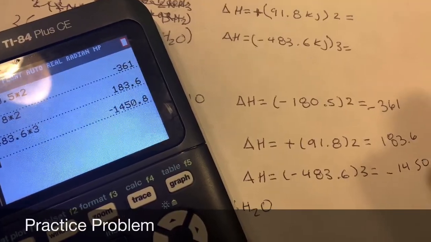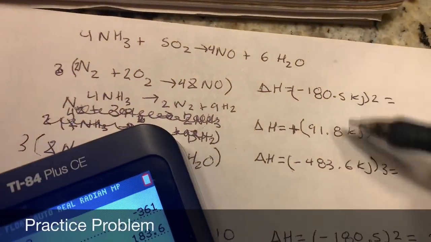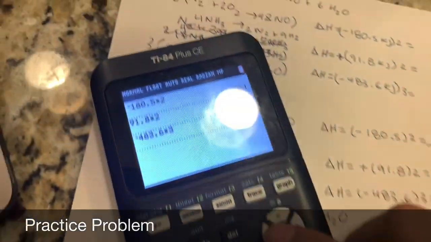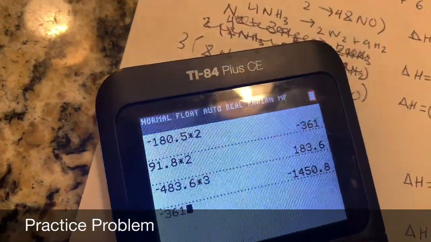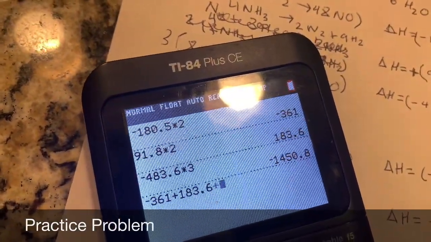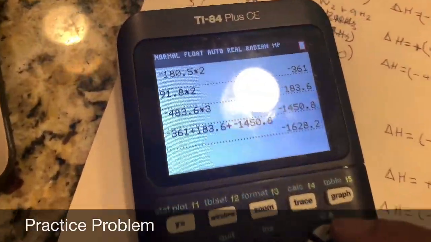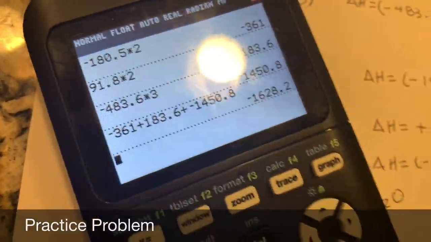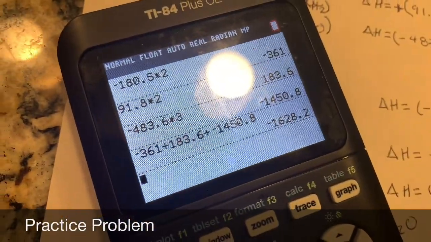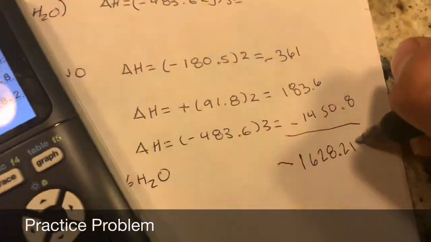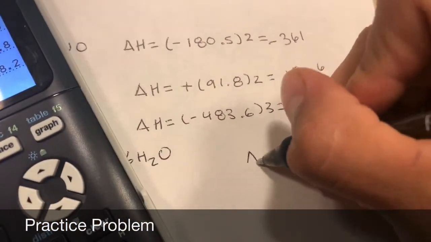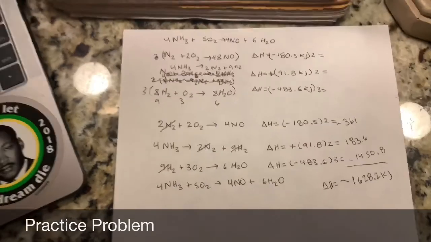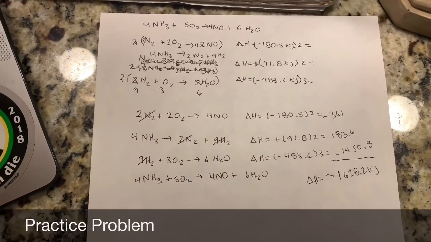So since these are the new delta H's, obviously you can tell that they changed drastically because we manipulated the equation. So now all we have to do is just add all these up. So I'm just gonna do it at the calculator now. Here you go, add them all up, and our final delta H is gonna be a negative 1,628.2 kJ, and that is going to be our delta H for this problem. And that's how you solve a simple Hess's law problem.